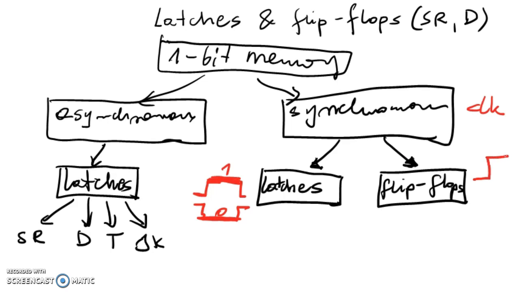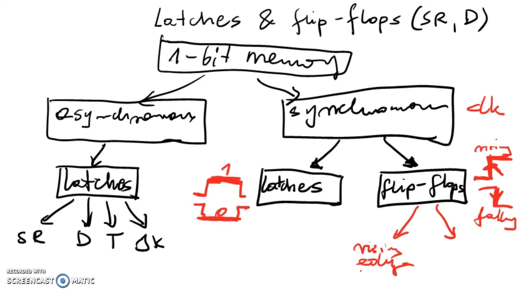And flip-flops can operate only when there is an edge, in a very small period of time when there is a change of the clock. And there are 2 possibilities as well: a rising edge and a falling edge. So they can be divided as rising edge triggered and falling edge triggered.